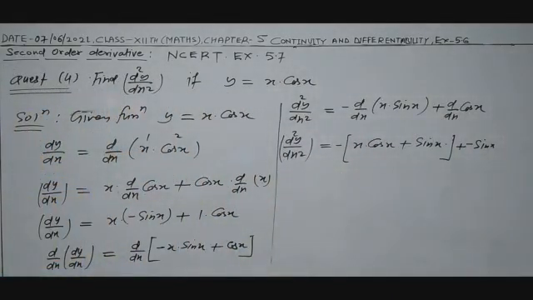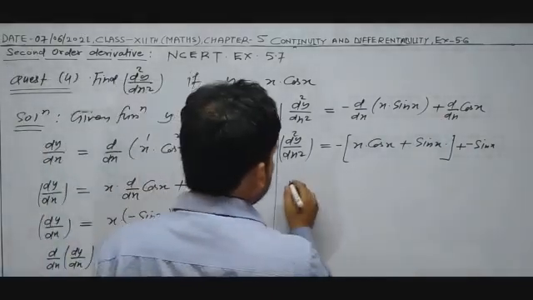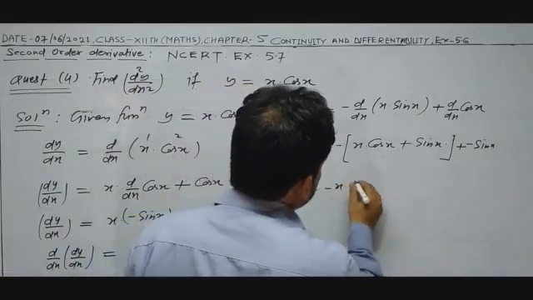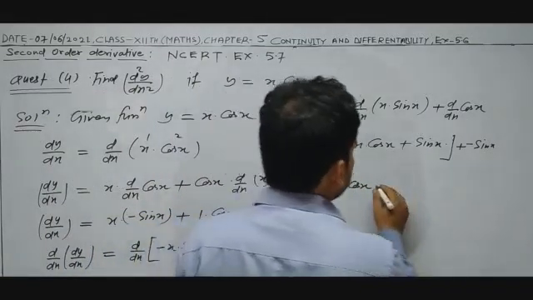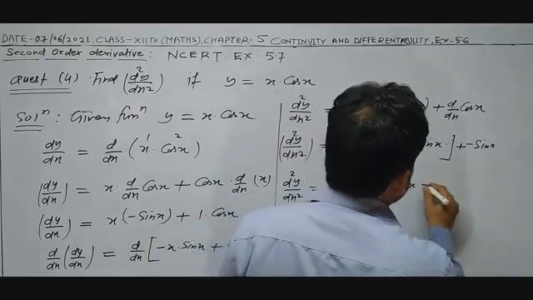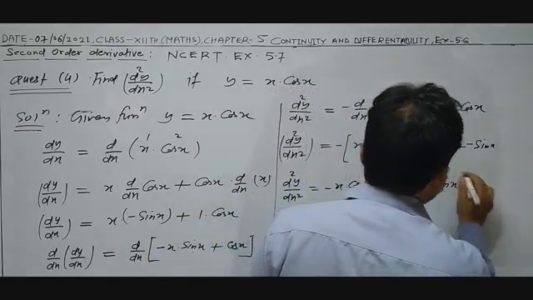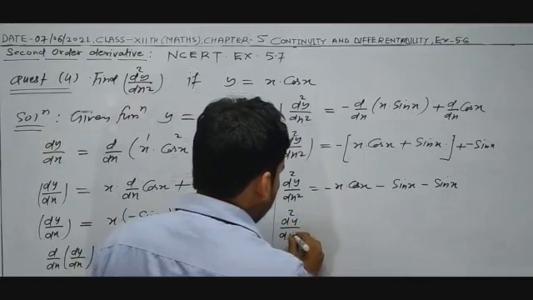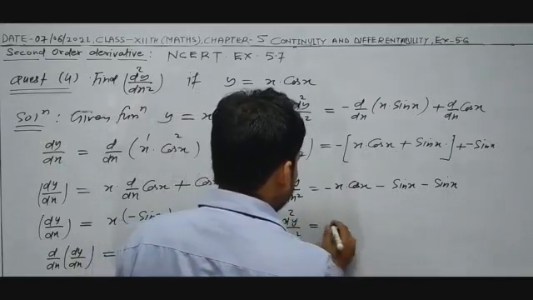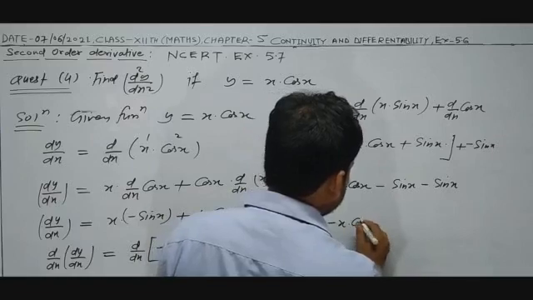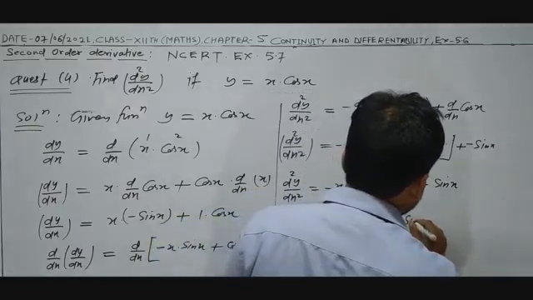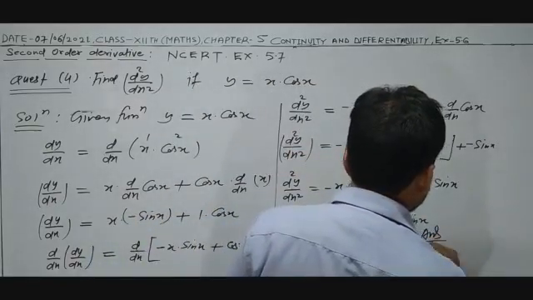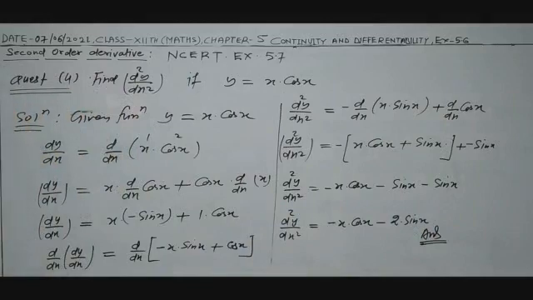So what will be the result? d2y by dx2 is equal to minus x times cos x minus sin x minus sin x. This will be 2 times sin x. So d2y by dx2 is equal to minus x cos x minus 2 times sin x. This will be the answer.